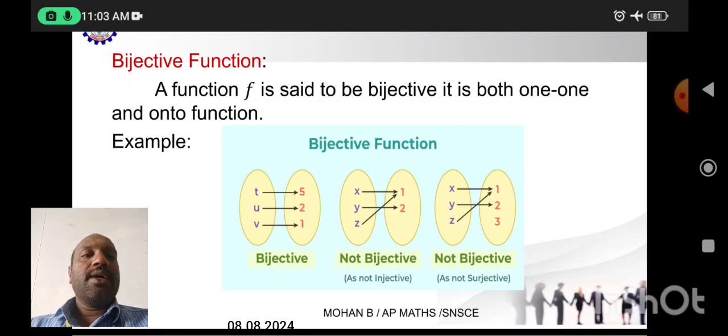So a bijective function f is both one-to-one and onto. That is called a bijective function. One more very important note: if the codomain is equal to the range, then it is onto, otherwise it is not onto.